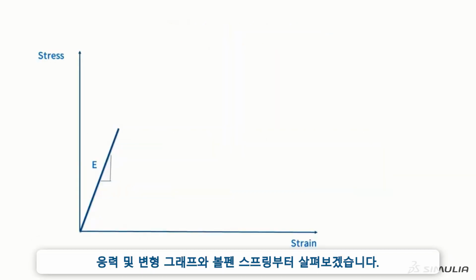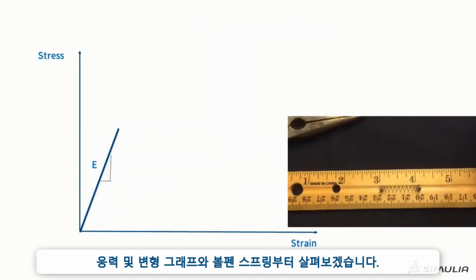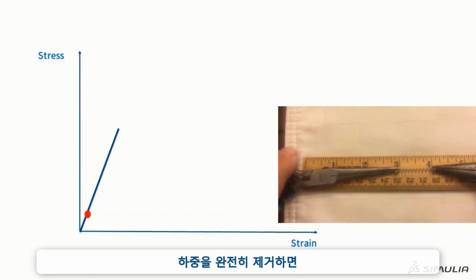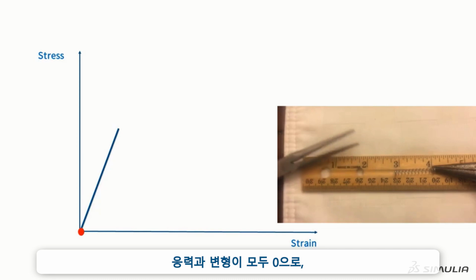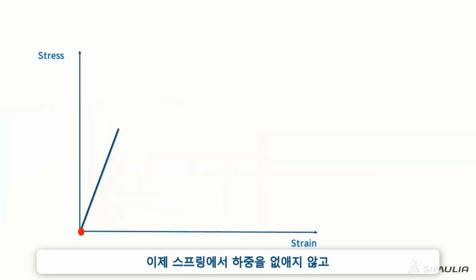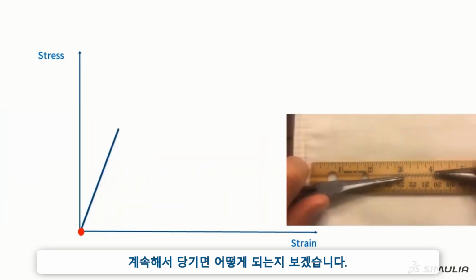Let's start with the plot of stress and strain, and the spring from a ballpoint pen. If we pull on the spring, and then release it, we will move up and down the same straight line. After we completely release the load, the stress and strain both return to zero, and the spring returns to its original length. Let's see what happens if, instead of unloading the spring, we continue to pull on it.